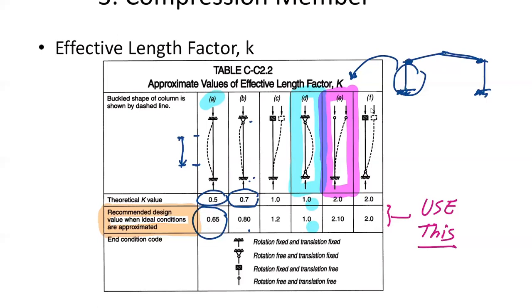Okay. Now, any question about this? Can you name the example of the top joint is translation fixed? Yeah, can you name the example in the real world that the top end is translation fixed? Rotation free and translation fixed. It's kind of difficult, but we can say that some part of your truss member is going to be like this. We can treat it like this.